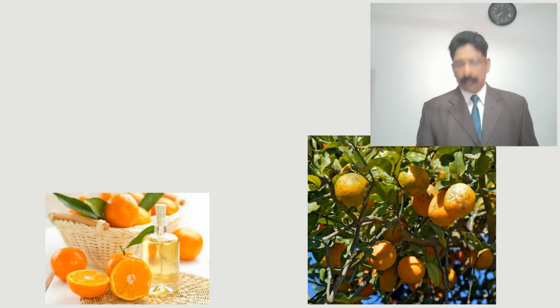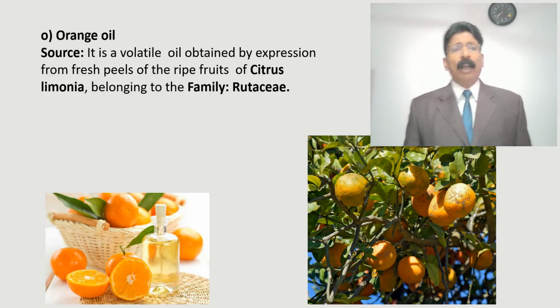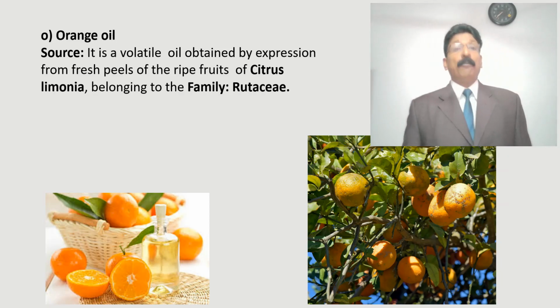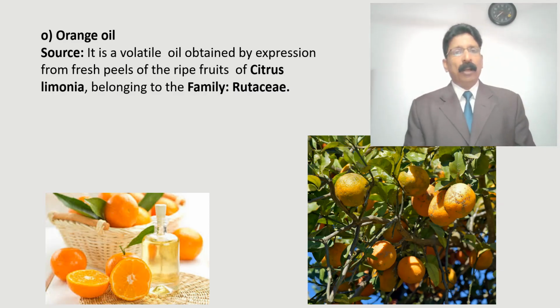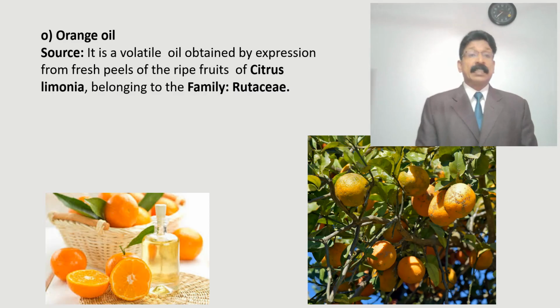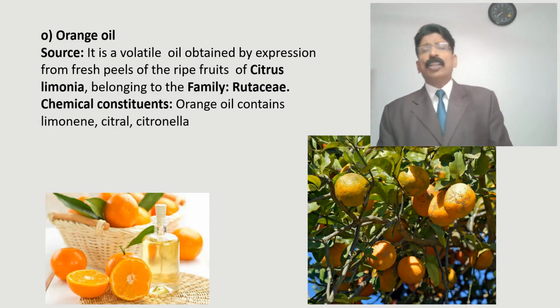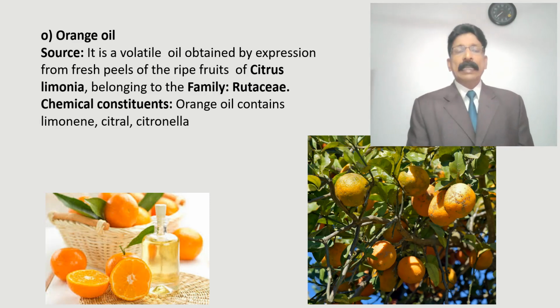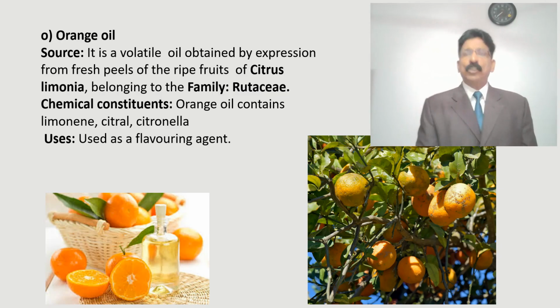When we come to the next one, orange oil. It is a volatile oil obtained by expression from the fresh peels of the ripe fruits of Citrus sinensis, belonging to the family Rutaceae. Chemical constituents present in orange oil are limonene, citral and citronellal. It is used as a flavoring agent.